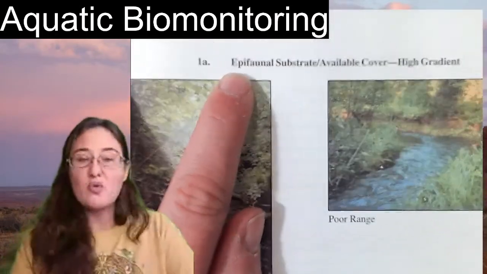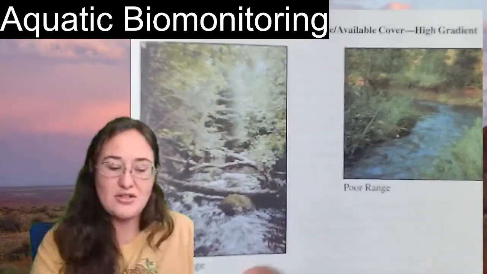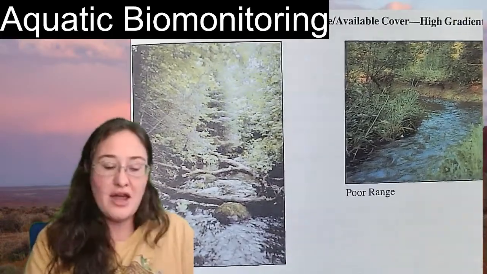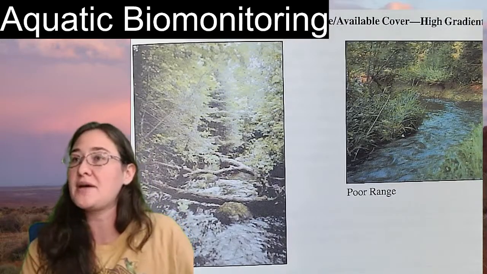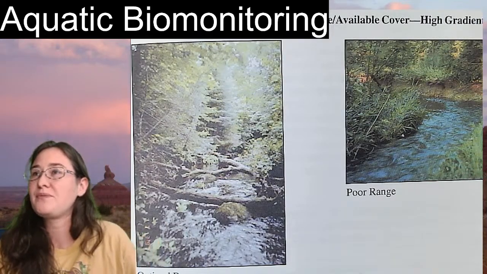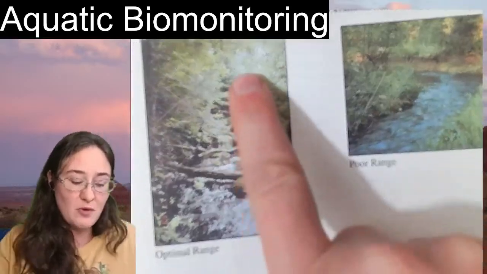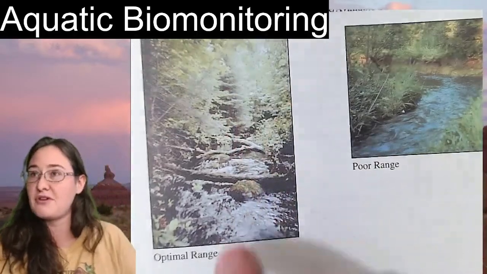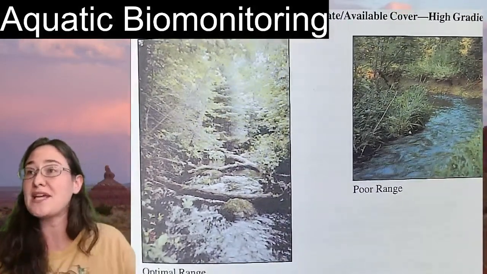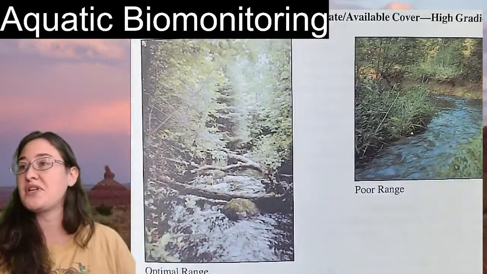So we call this the available cover or epifaunal substrate. So when you're looking at this, this is what is above the river, right? If you're thinking about your water quality and you're looking at your stream, you want to be considering what's above the river too, because all of these leaves are going to be falling into the river, and it's going to create more habitats, and it's going to create kind of a healthier environment. So this is what we would consider optimal range.